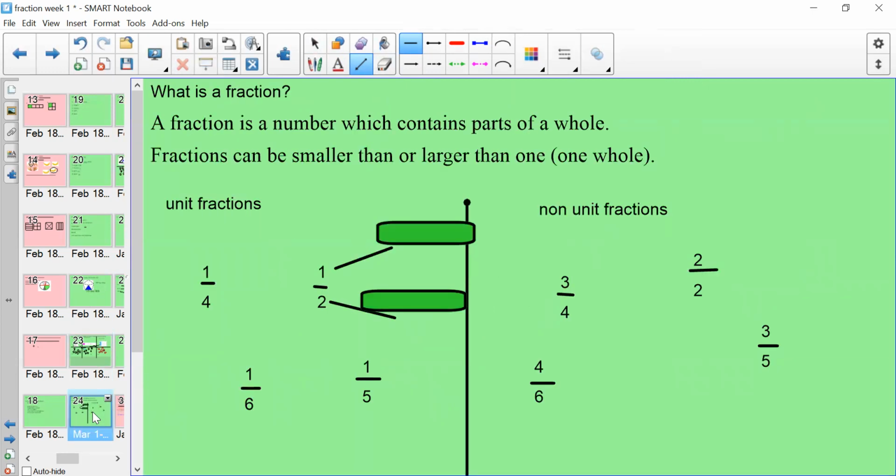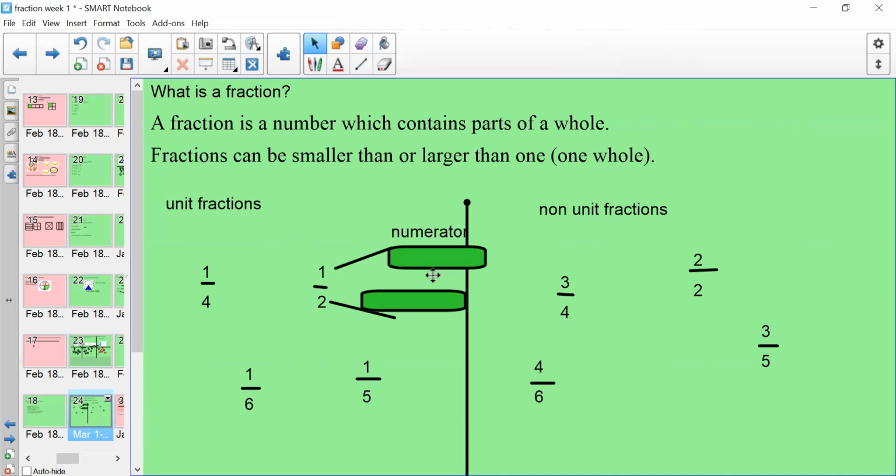Okay, so this is just to refresh our memory from yesterday of what a fraction is. So we said a fraction is a number which contains parts of a whole. And fractions can be smaller than or larger than 1. Okay, and then we've also said yesterday that that is the numerator and that is the denominator.